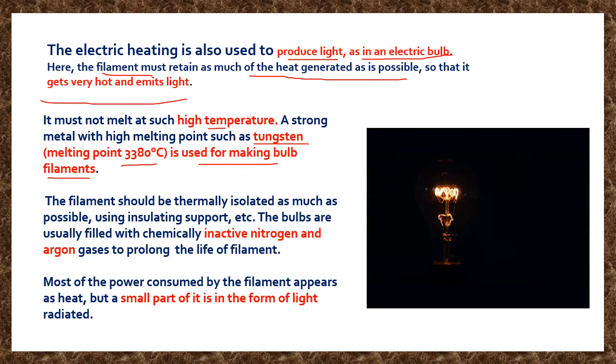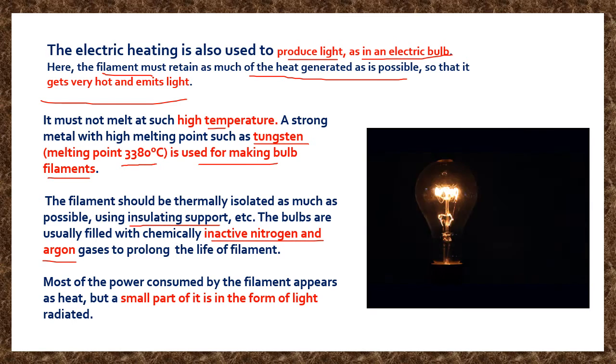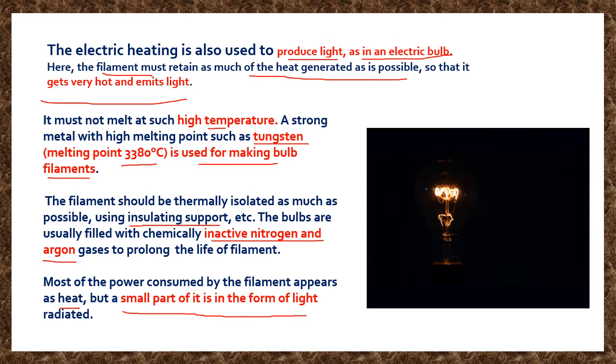And this filament should be thermally isolated as much as possible. And how do we isolate it? We isolate it using insulating support. The bulbs are usually filled with chemically inactive nitrogen and argon gases. Okay. And most of the power consumed by filament appears as heat, but a small part of it is in the form of light radiated.